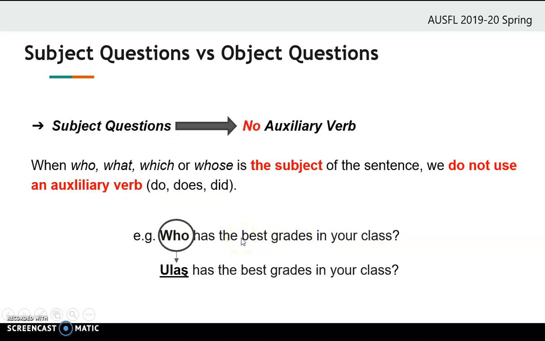In other words, when who, what, which or whose is the subject of the sentence, we do not use an auxiliary verb such as do, does, or did. Here comes another example. Who has the best grades in your class? Ulash has the best grades in our class. This is a subject question. It asks for the subject. And we don't use an auxiliary verb. Has is the main verb here.